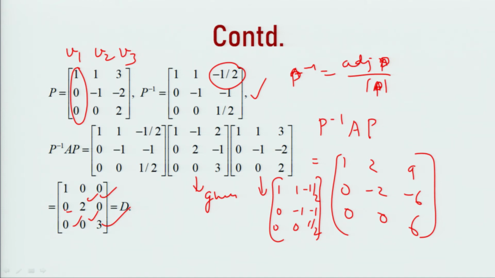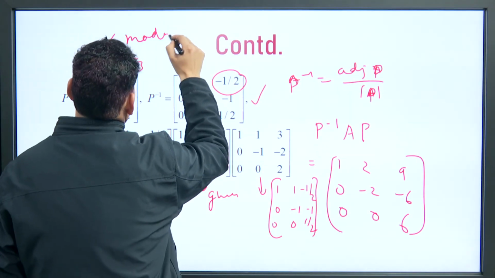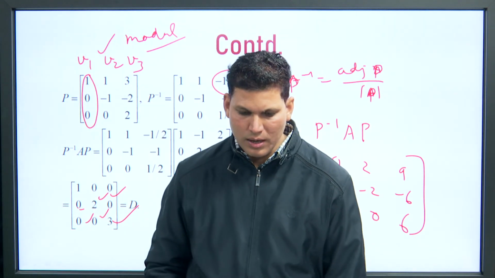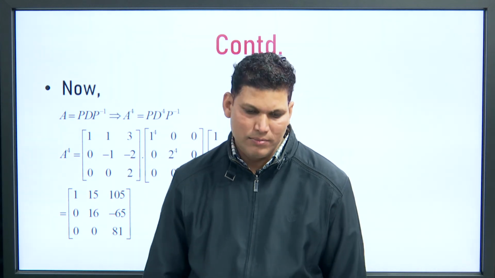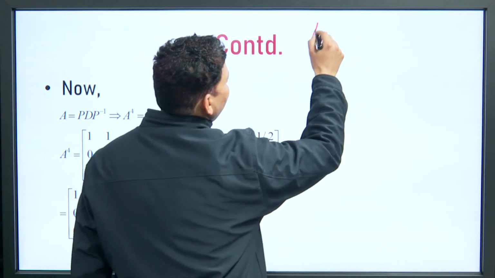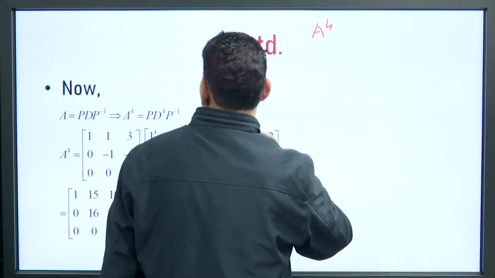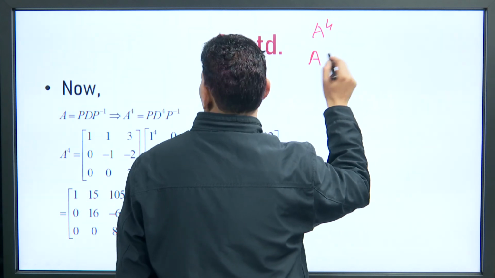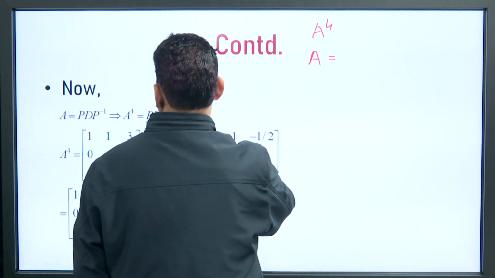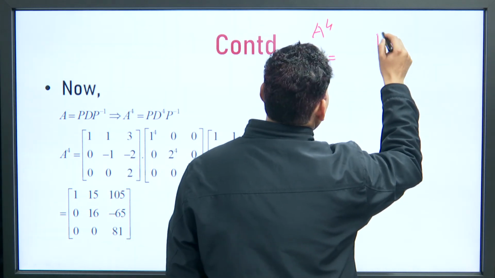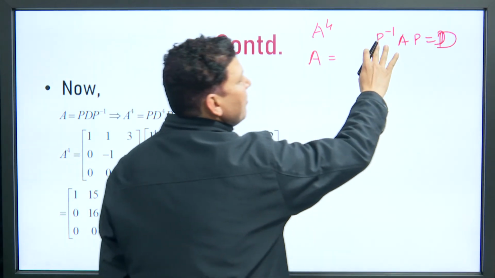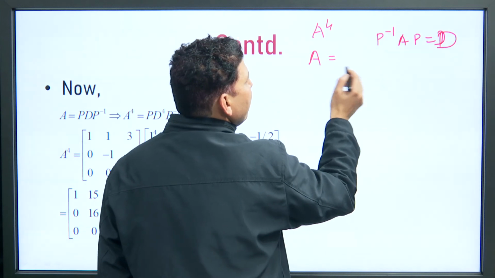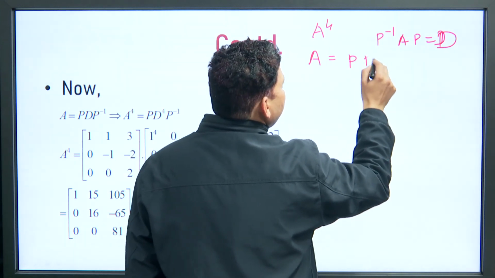So, it means our matrix is diagonalizable through this modal matrix, capital P. Now, in the last part, how do we calculate powers of a matrix without multiplying 4 times? Suppose we want to find A to the power 4. Because this matrix is diagonalizable, P inverse A P equals the diagonal matrix D. Left multiply by P, right multiply by P inverse. So, it means A equals P D P inverse.